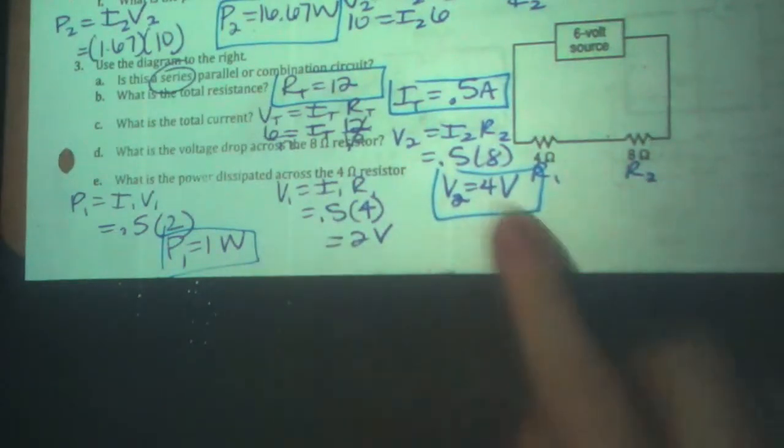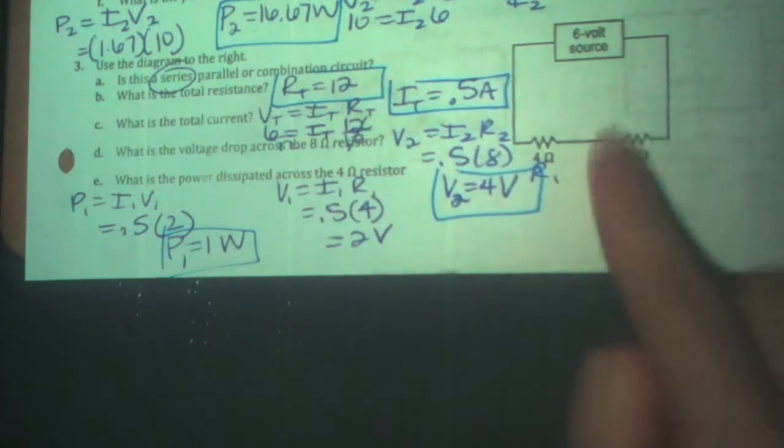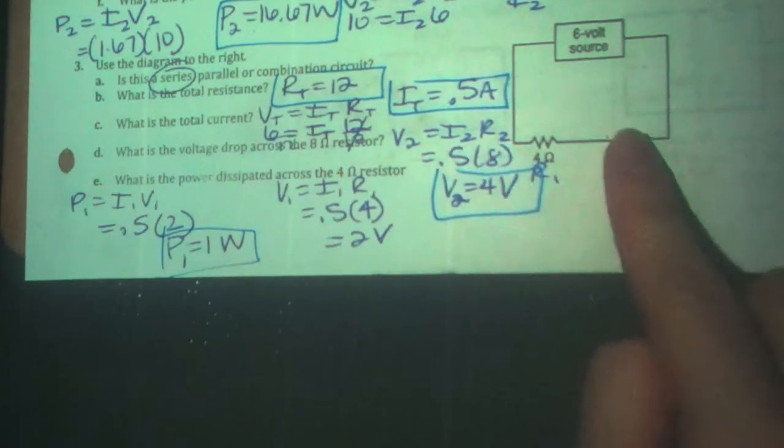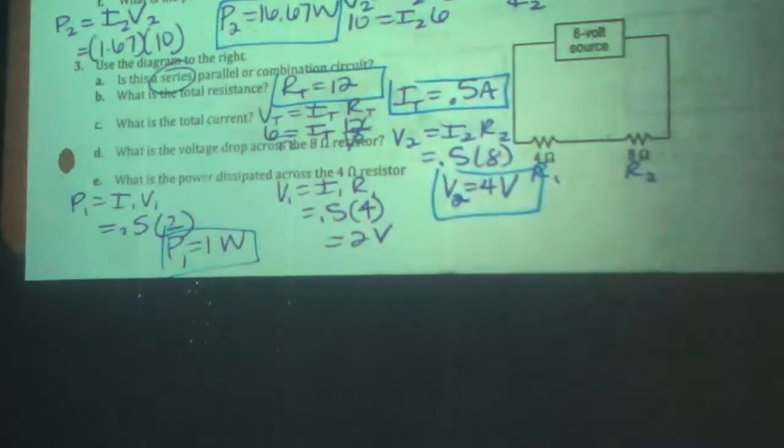If I had used this voltage, 0.5 times this, it would give me 2 watts. That would just be the power associated with this resistor. If you did this times the 6 volts, that would be the power associated with the total. Just not what I asked.